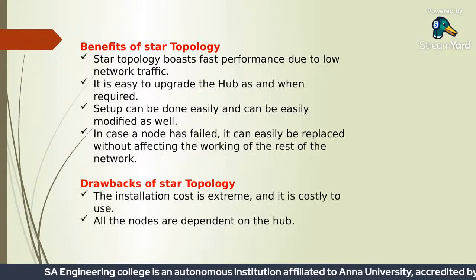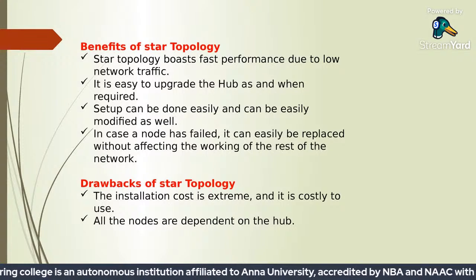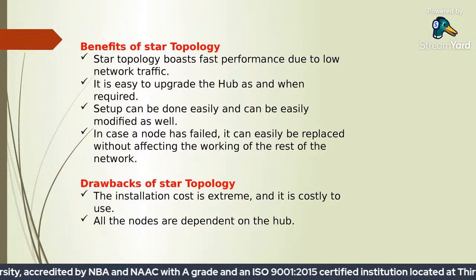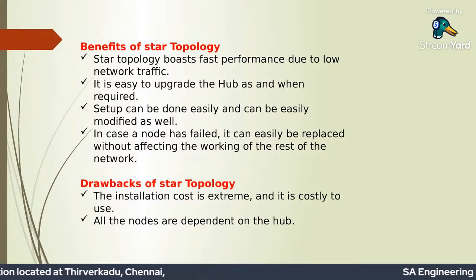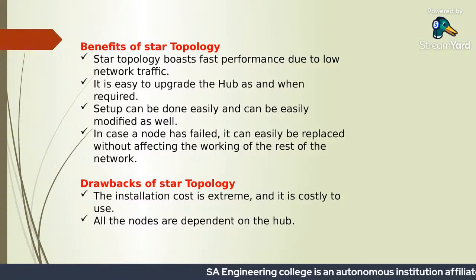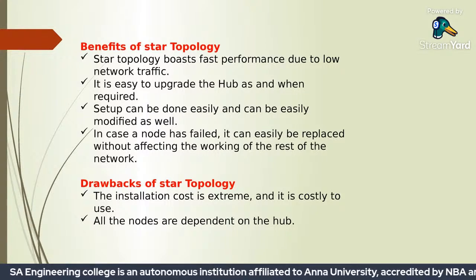Benefits of star topology: it boosts fast performance due to low network traffic. As in bus topology and ring topology, the data is moved from one device to another, and then finally reaches the destination. But in star topology, it is not like that. The data from the source is received just by the hub, and it is directly sent to the destination, so there is no network traffic. It is easy to upgrade the hub when required, and setup can be done easily and easily modified.